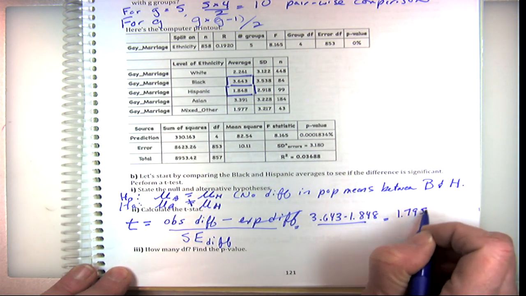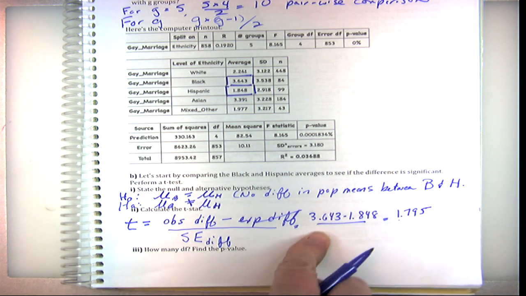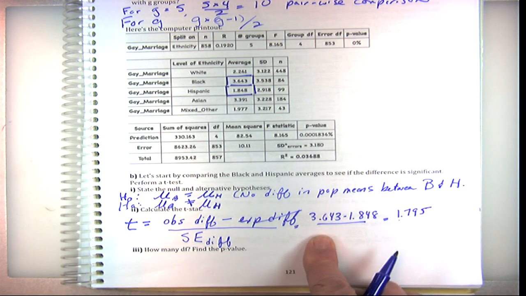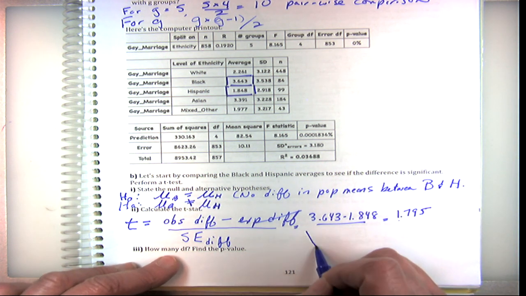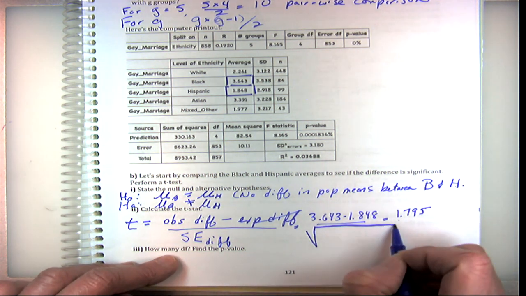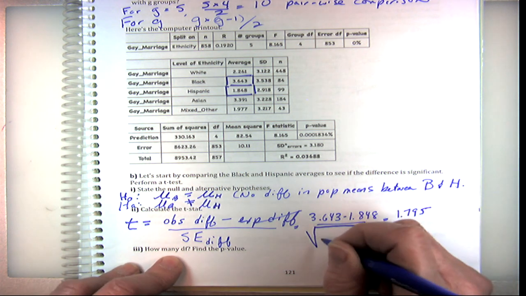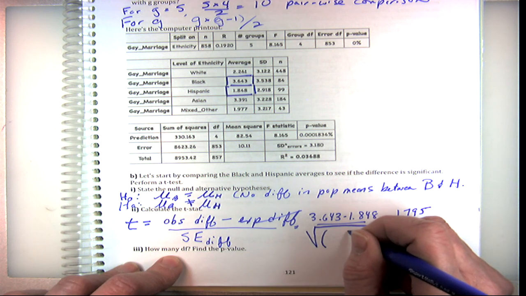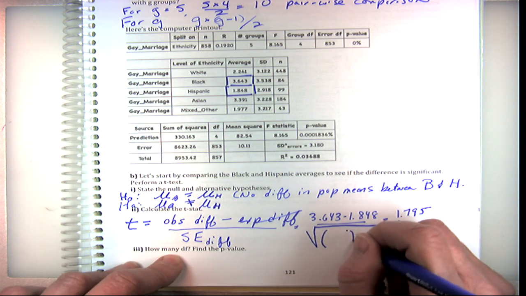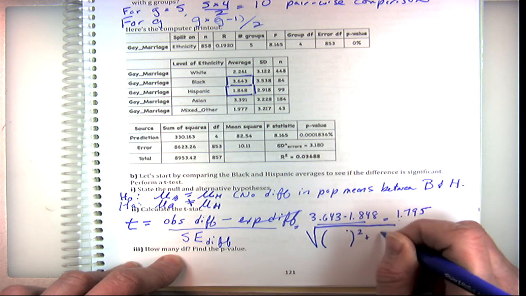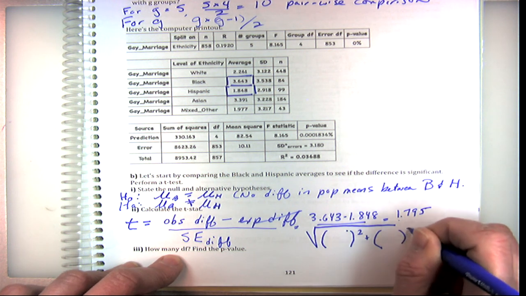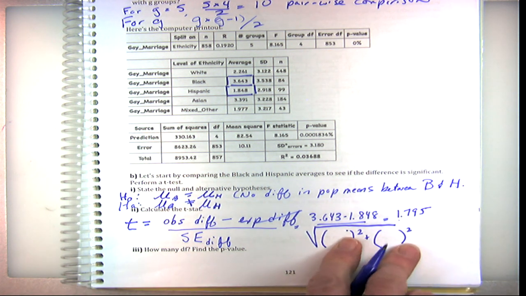1.795. And now we just have to get the standard error for the difference. Remember, the standard error for the difference is the square root of the sum of two squares. It's going to be the square root of the standard error for one sample squared plus the standard error for the other sample squared. So what are we going to put in here?